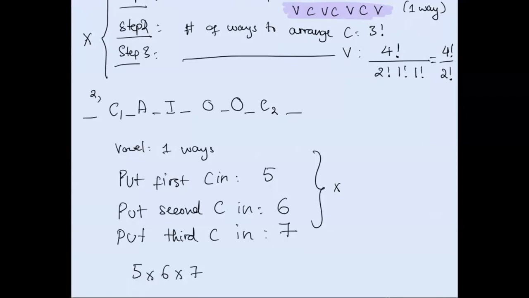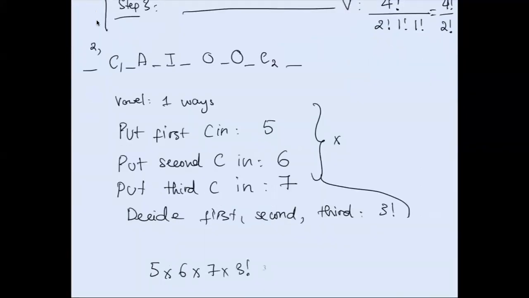Let me know if something doesn't make sense. I might make a mistake. I think your screen is frozen. Can you see it now? Yeah, I see the question. Why is it 5 times 6 times 7?